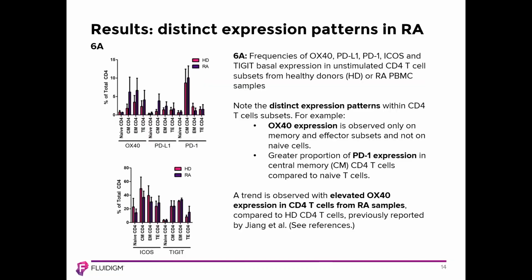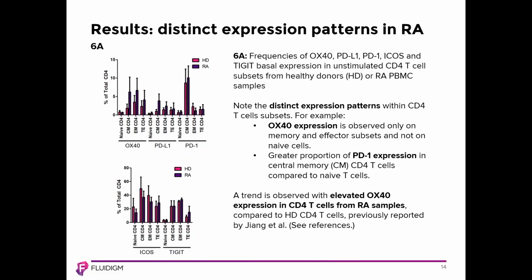To move on to the results, in the first case, we're just looking at the expression of 5 of these functional markers on the total CD4 T cell subsets as identified by their memory phenotypes, divided into naive, central memory, effector memory, or terminally differentiated effector T cells. What I'd like to highlight to you here is that within the healthy donors and the rheumatoid arthritis samples, designated as RA, we observe a trend to increased OX40 expression on the CD4 T cell subsets, which is something that has been published in the literature as well. So we are getting a correct result over here.